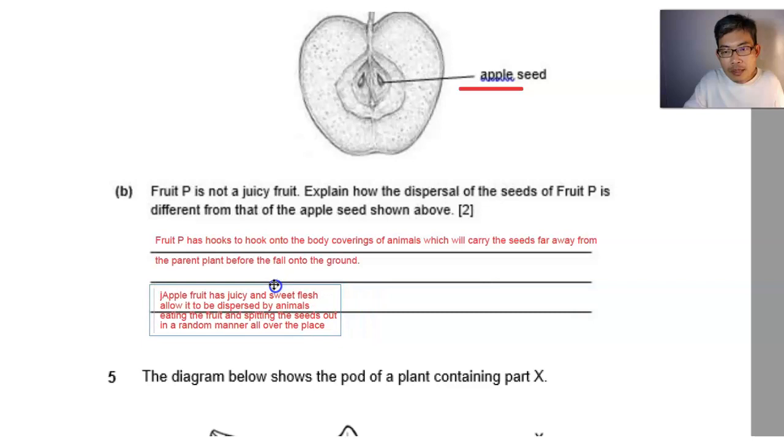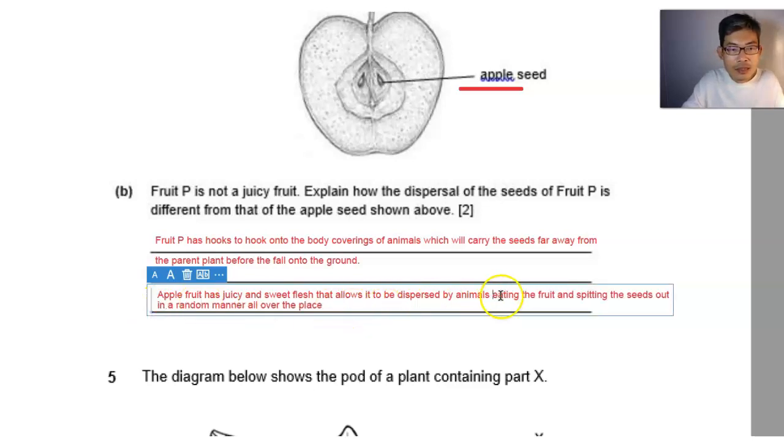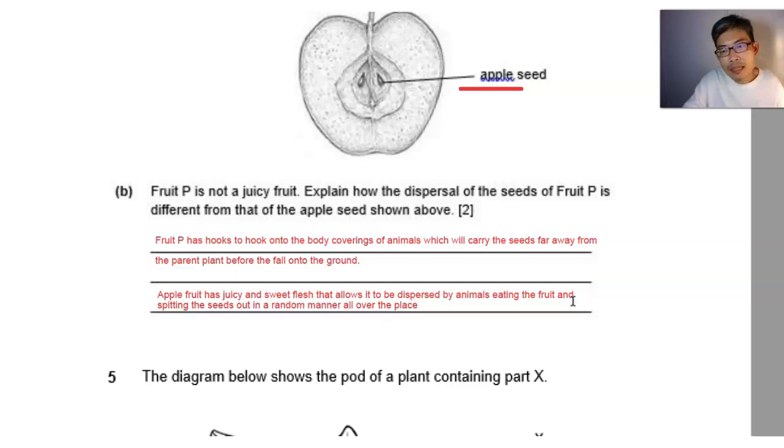The first part, for this kind of question, you need to show comparison to get your marks. So you cannot just write about fruit P and not write about apple. You will get 0, okay? So apple fruit has juicy and sweet flesh that allows it to be dispersed by animals eating the fruit and spitting the seeds out in a random manner all over the place. So these are the two different ways in which the two different fruits disperse their seeds by animals.